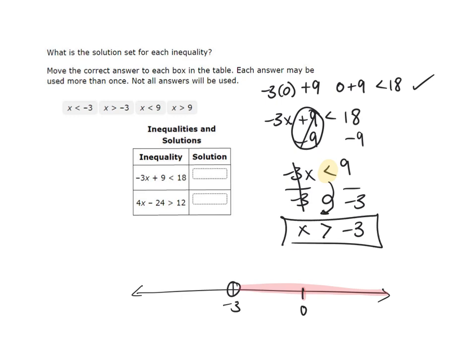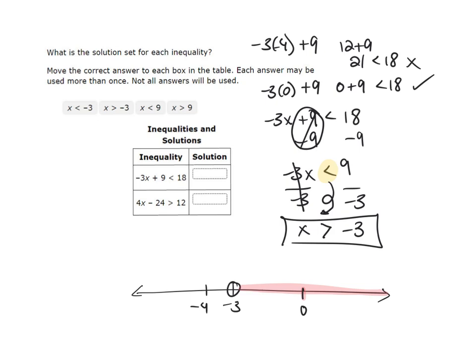If I wanted to, I could also check a point on the other side, right? Let me check, for example, negative 4. Okay, so I'm going to put negative 4 right here. Let's try negative 4. It should not work, right? So negative 3 times negative 4 plus 9. That would be 12 plus 9, which is 21, right? Is 21 less than 18? No, it is not. So I know that numbers to the left of negative 3 that are less than negative 3 do not work, and numbers that are greater than negative 3 do work.